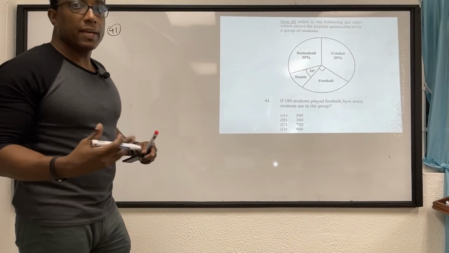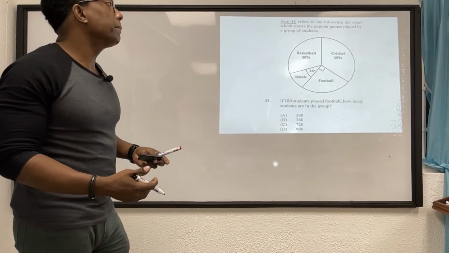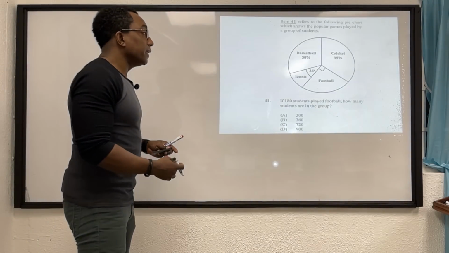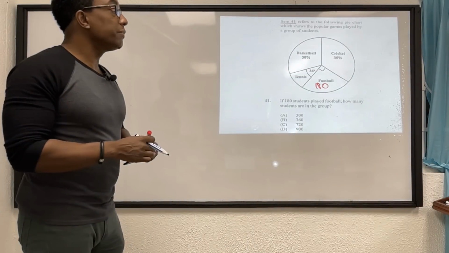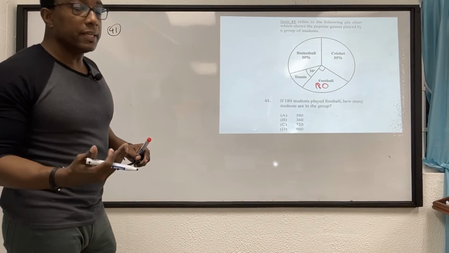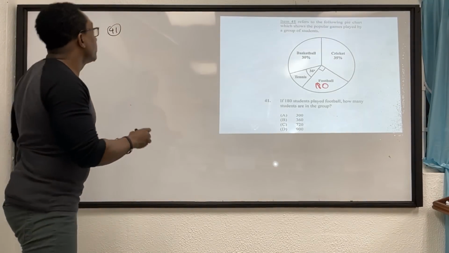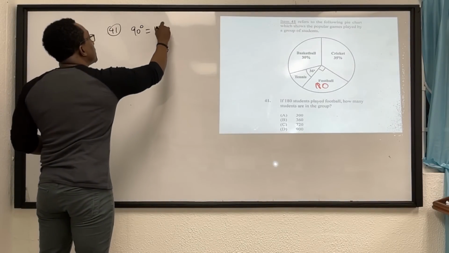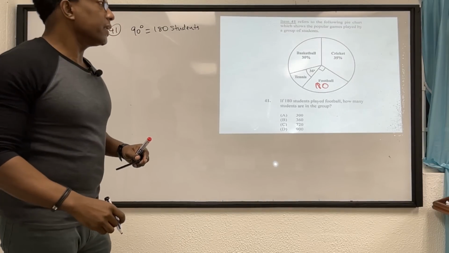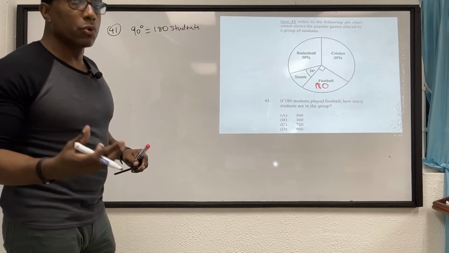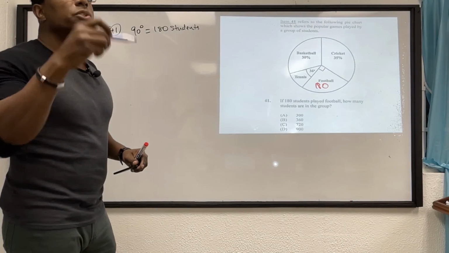So what we can do again is establish a proportional relationship. Again, the knowledge of ratio and proportion will come into play here. We know if 180 students play football, we can establish a relationship between degrees and the number of students who play football. So we know that 90 degrees is equal to 180 students who play football. And therefore we have to determine how many students are in the group. The total number of students in the group will be represented by 360 degrees.